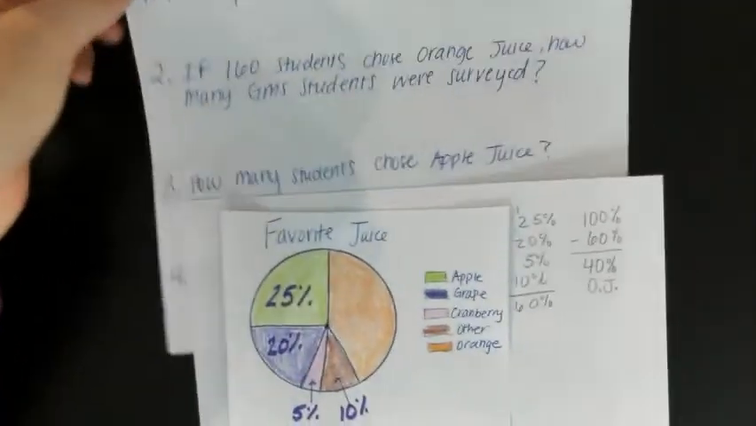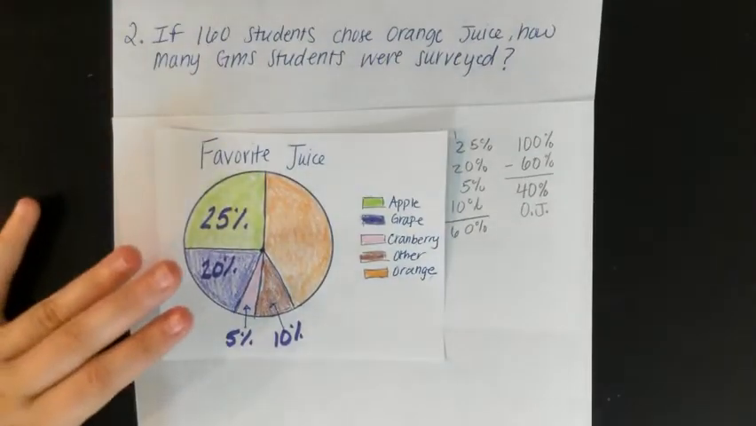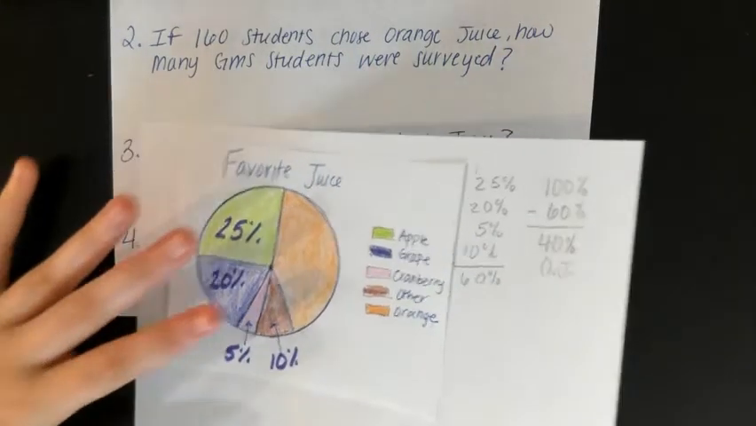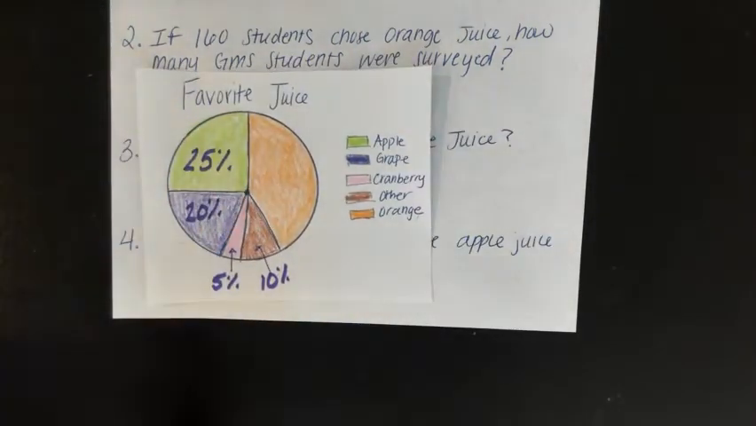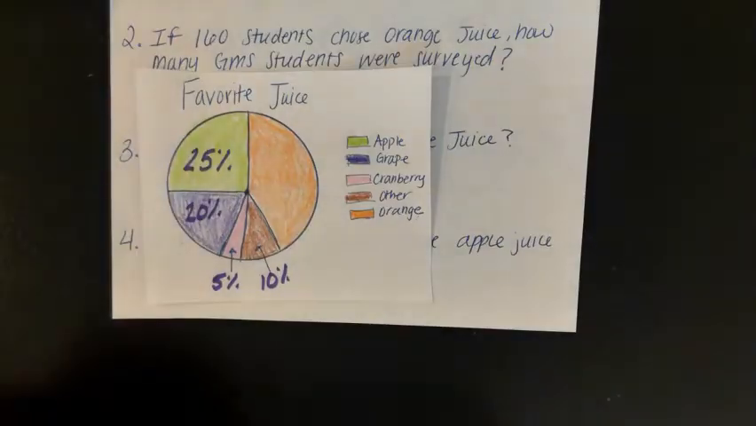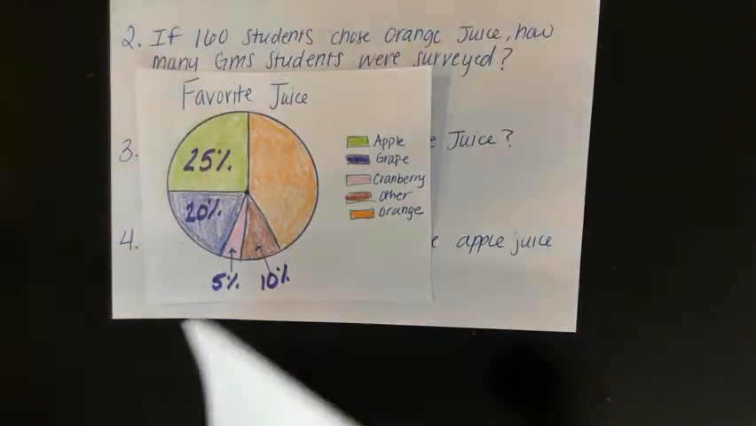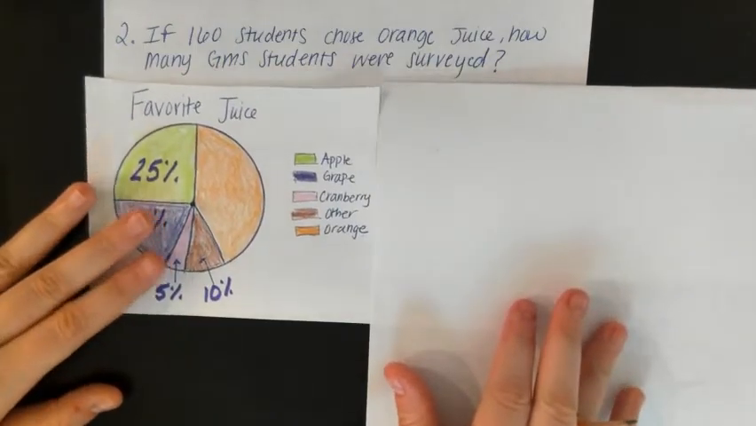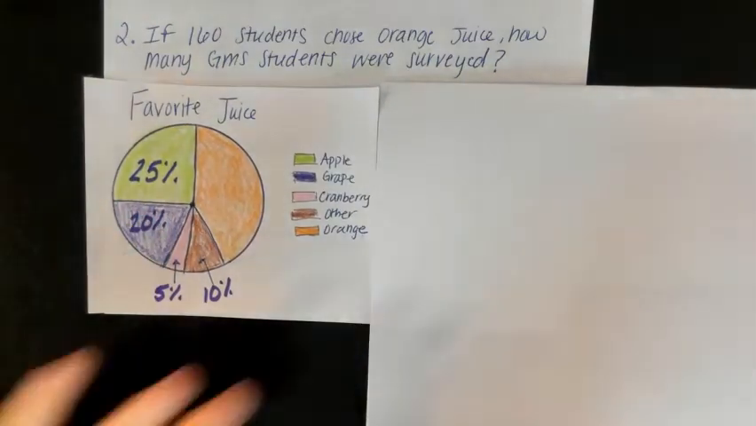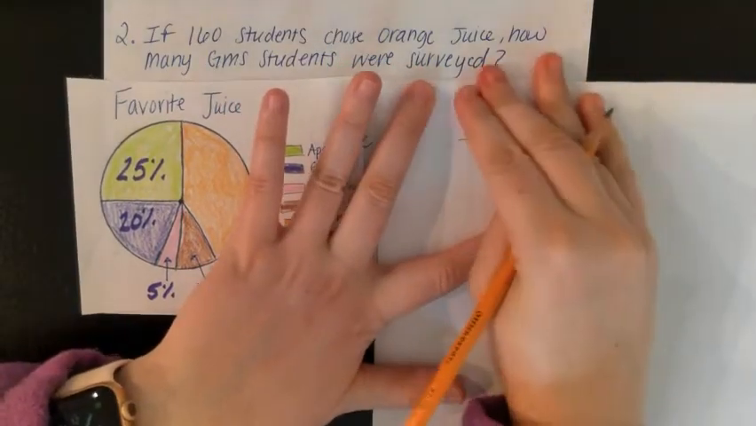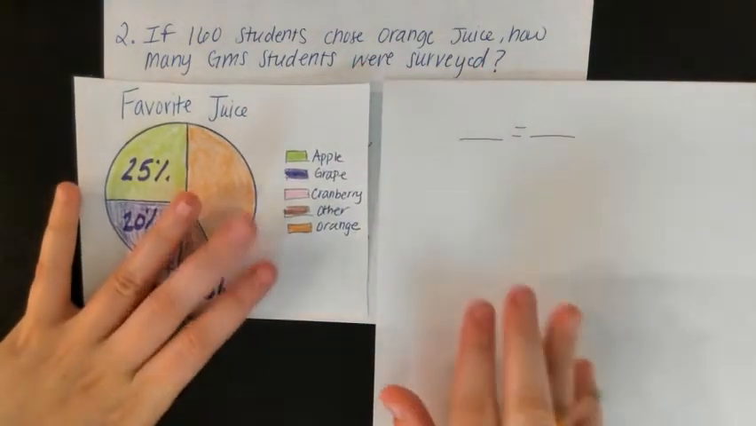It says, if 160 students chose orange juice, how many GMS students were surveyed? Okay, so let's think about that. When I see a question like this, my brain goes ding, ding, ding. This is a proportion question. So I know I'm going to have to set up a proportion. And when I set up that proportion, it's always part to whole. Parts in the numerator, wholes in the denominator.